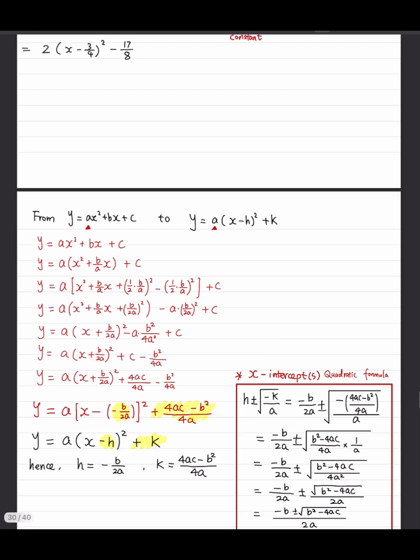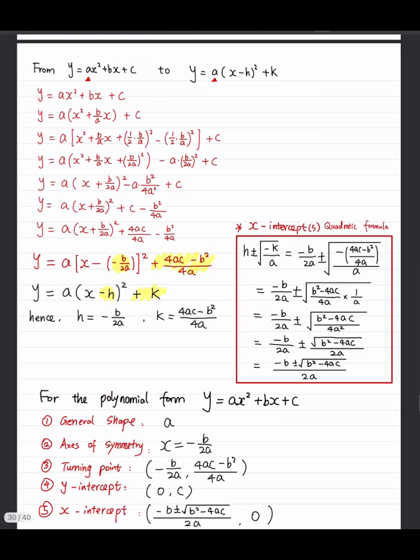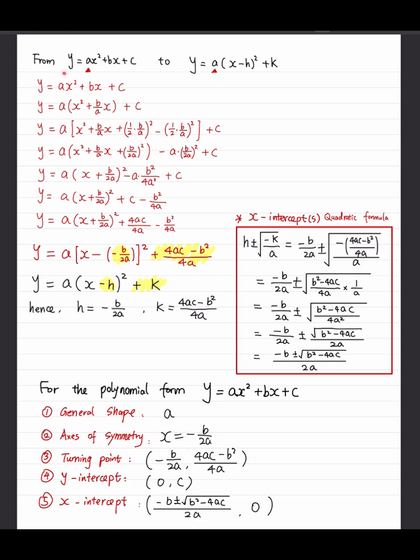Now, next one, this is the actual thing that I'm going to talk about here. From a quadratic general polynomial form, which is y equals ax squared plus bx plus c, to the turning point form, y equals a bracket x minus h squared plus k. And notice here, only the pronumeral a's are the same, okay? Basically, the same letter refers to the same quantity here, to represent the same value. So we know that these two a's are supposed to be the same.